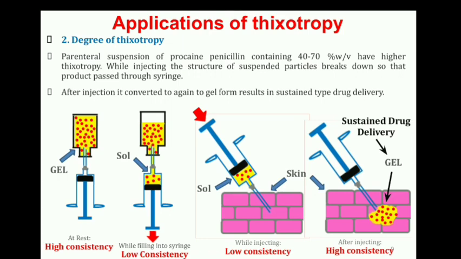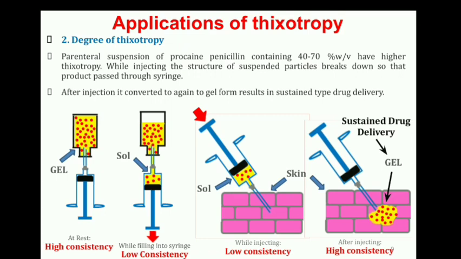So first it is at rest, when the product is in the bottle, so it is present in the gel state. Because it is present in the gel state, the rate of sedimentation will be less. So this is at rest, high consistency. Then, see the second diagram, while filling into the syringe. When you apply the pressure using the plunger, your product will pass through the needle. And when it passes through the needle, due to the friction with the needle, the consistency of your material decreases, that is, it has low consistency.